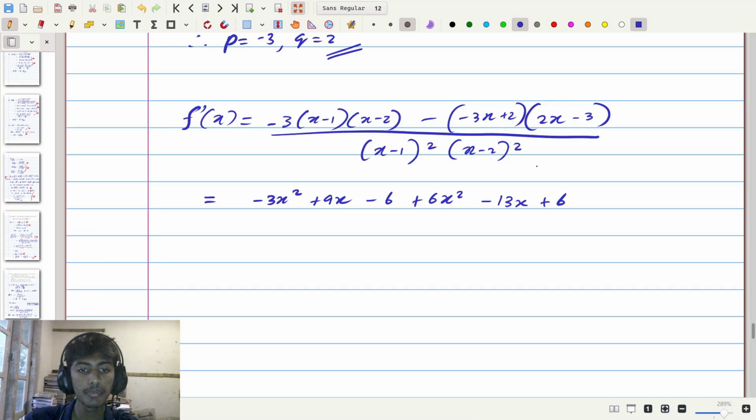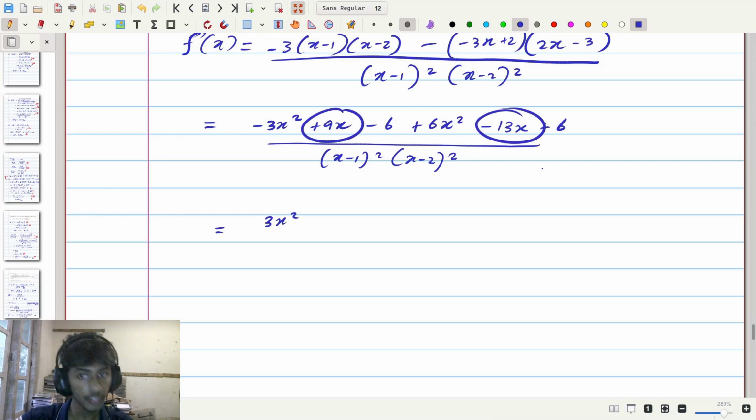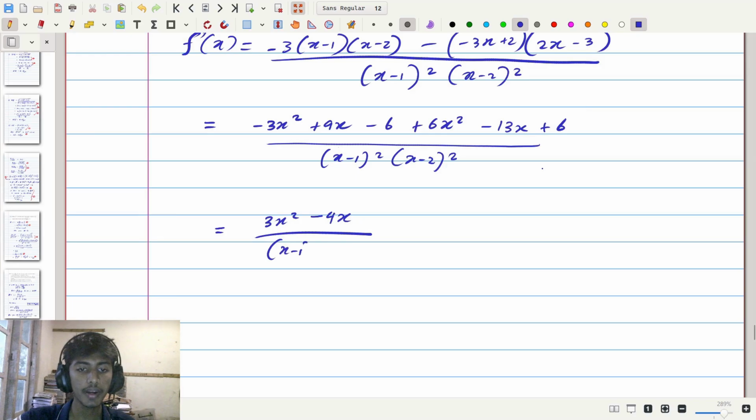Now if we divide that by (x minus 1) squared and (x minus 2) squared and simplify, we get minus 3x squared plus 6x squared, which is plus 3x squared, and then plus 9x minus 13x is minus 4x. Finally, the minus 6 and the plus 6 cancel, meaning there's no constant term on the top, and we just have that part of minus 4x divided by (x minus 1) squared times (x minus 2) squared.